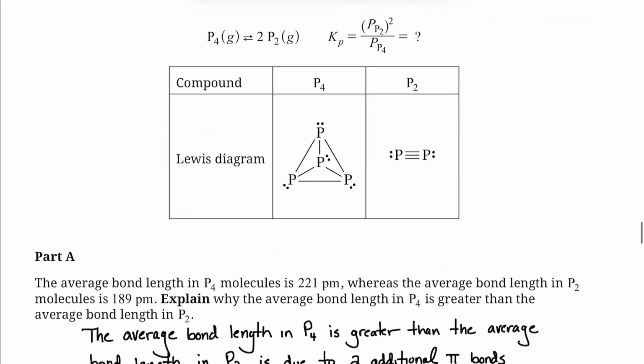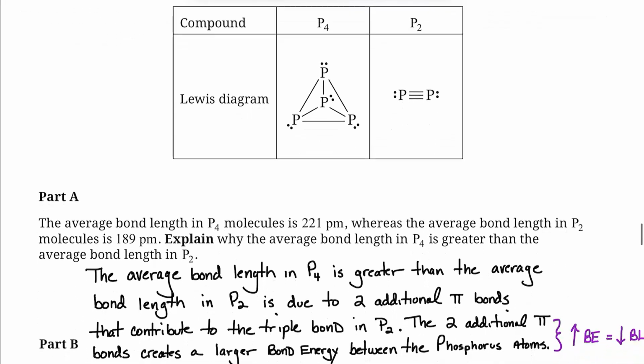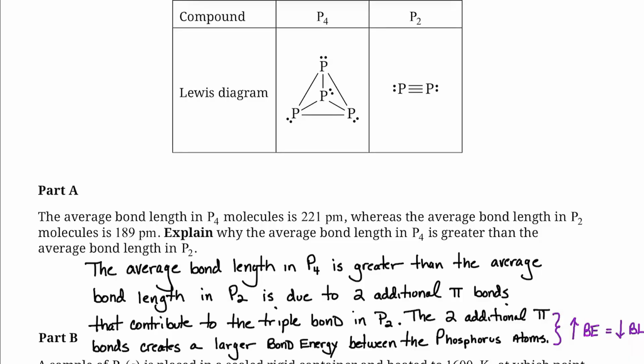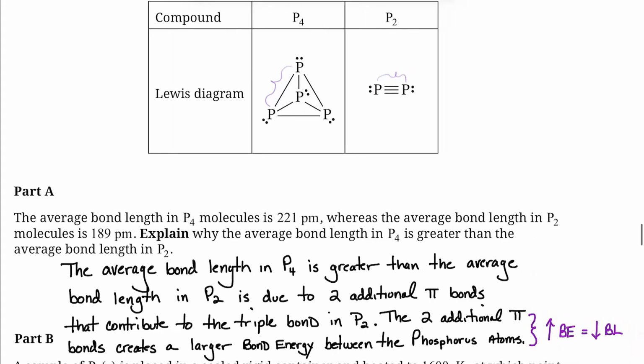The average bond length in P4 molecules is 221, whereas the average bond length in P2 molecules is 189. Explain why the average bond length in P4 is greater. So why is the distance between the bonds longer in the P4 molecules than in the P2? That's essentially the question. And there's an important relationship, and I have it written down here. Bond energy is inversely related to bond length. The energy needed to separate and break a bond is inversely related to the length of the bond.